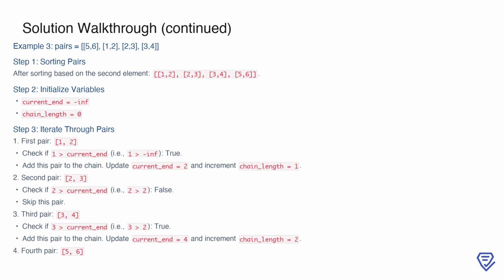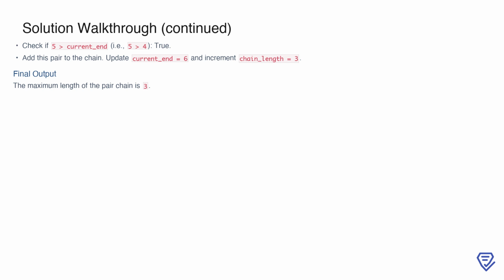For the third pair, 3 of 4, we check if 3 is greater than current_end, which is still 2. This condition is true, so we add the pair to the chain, update current_end to 4, and increment chain_length to 2. Finally, we move to the fourth pair, 5 to 6. We check if 5 is greater than current_end, which is 4. This condition is true, so we add the pair to the chain, update current_end to 6, and increment chain_length to 3. After evaluating all the pairs, the maximum length of the pair chain for this example is 3.